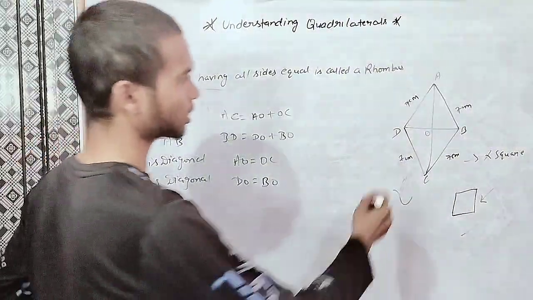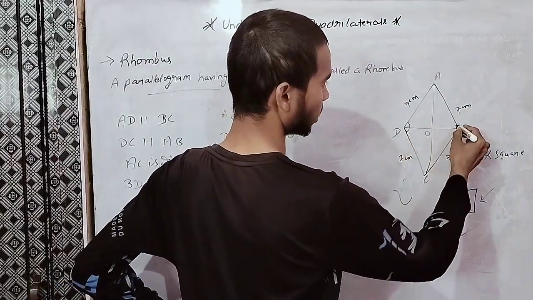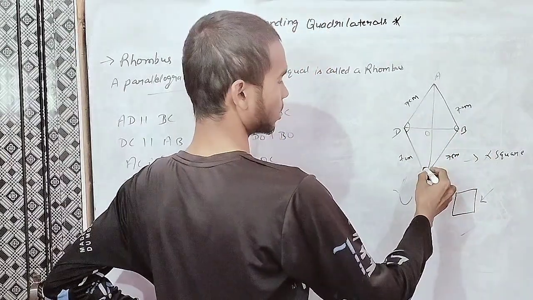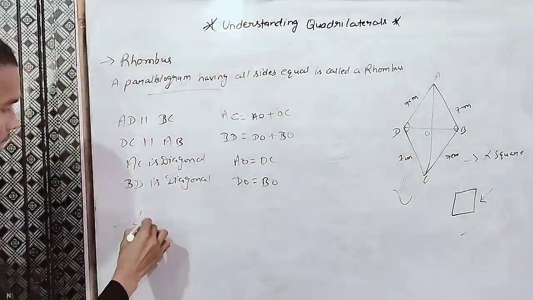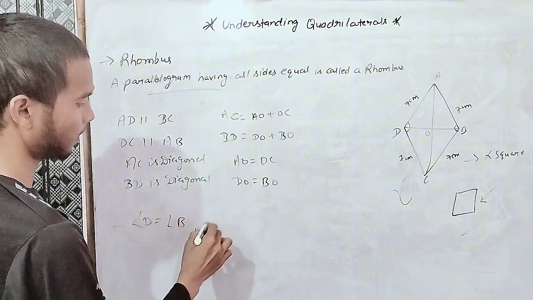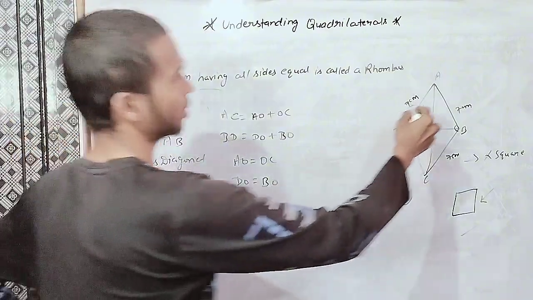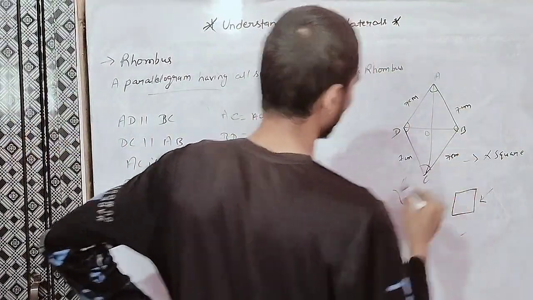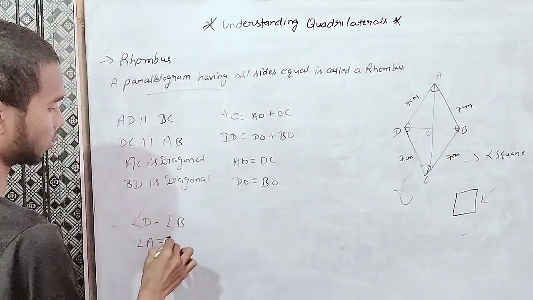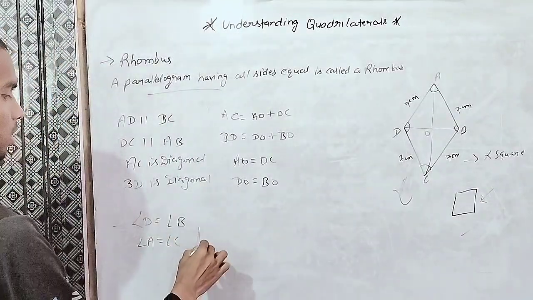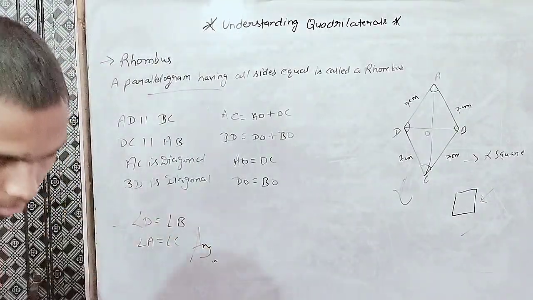Now you can see the measure of angle A and the measure of angle B is equal. So angle A is equal to angle B, and angle A is equal to angle C. So angle B is equal to angle C. Clear? We broke it down.